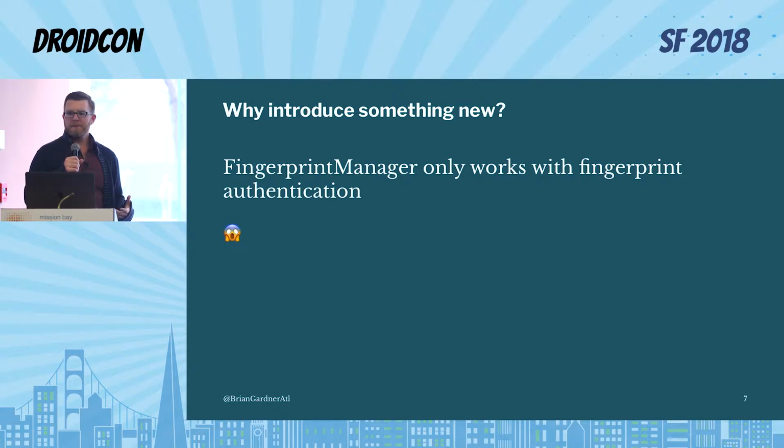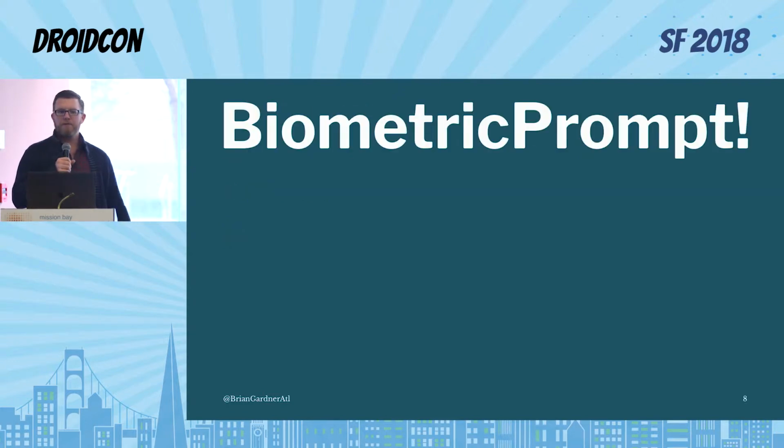The reason they wanted to introduce something new is because Fingerprint Manager only works with fingerprints. Shocking, I know. And a lot of devices are coming out with things like facial recognition and iris scanning. And the Google team could say, well, we could make a different manager for each of those things, but then the developers would have to implement each of them and pick which one they want to use based on the specific device. And that would be really bad. So they did away with this and generalized everything to the new Biometric Prompt API.